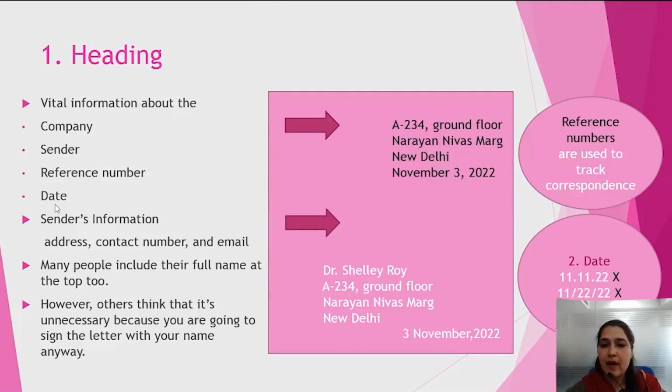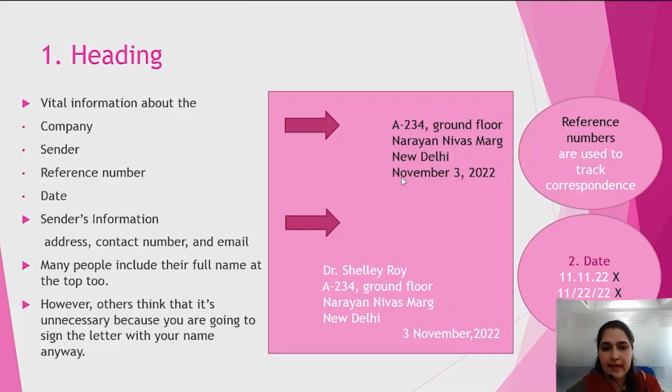Then how the date is to be written. Here are some examples showing that the date should not be written in this form: 11.11.22 or 11/22/22. This is not possible. These dates are to be avoided, when the month is given in the beginning and the day comes second. These are not the accepted ways of writing the date.